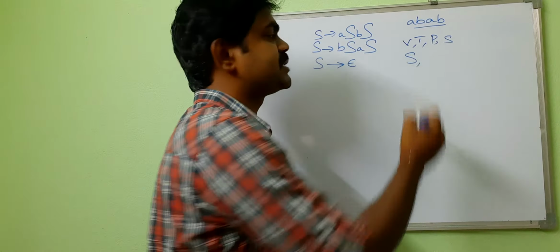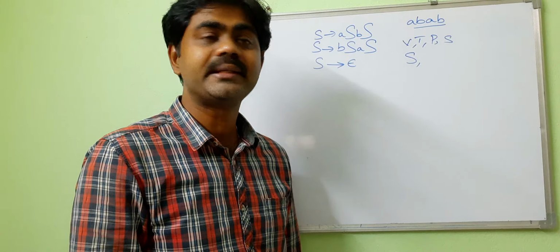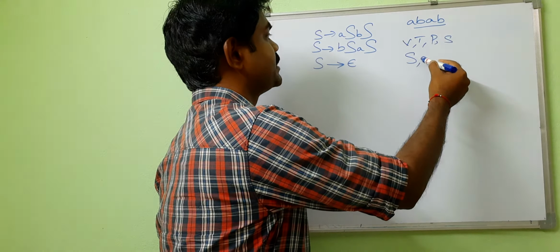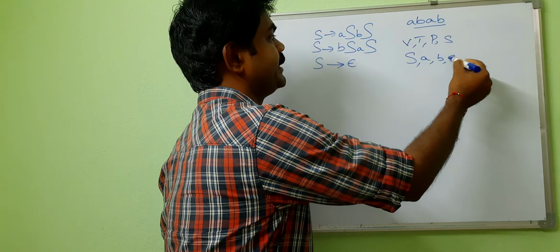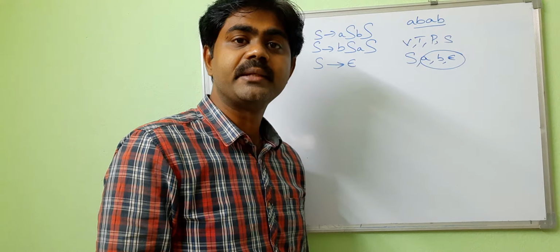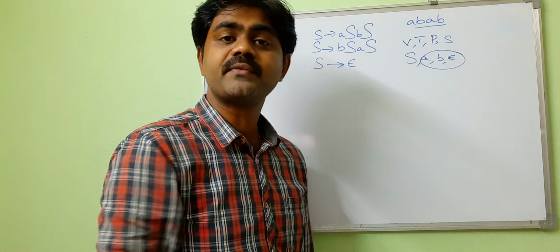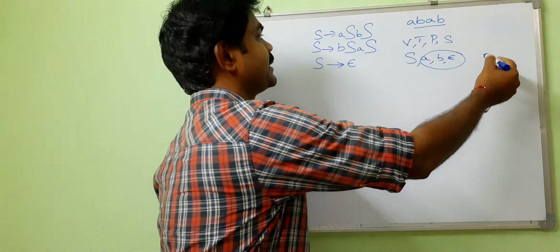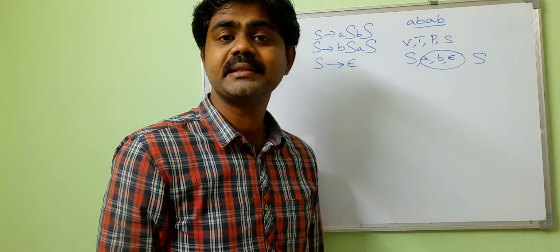So what is my non-terminal? Capital S is a non-terminal. What are our terminals here? Small a, small b, epsilon are our terminals. These are my production rules. And what is my starting symbol here? Capital S is my starting symbol.